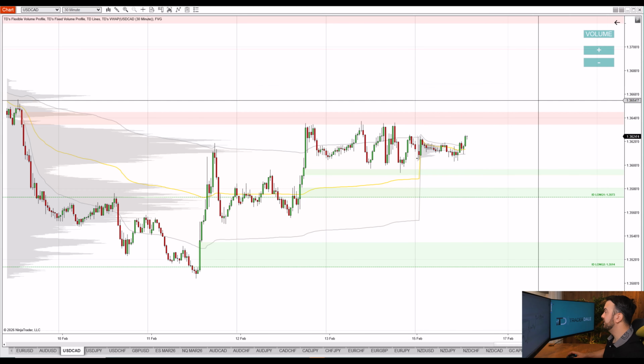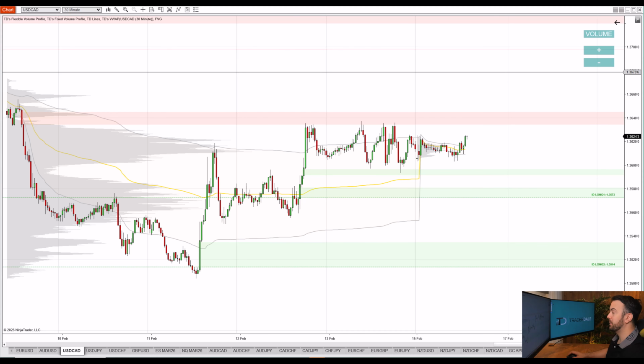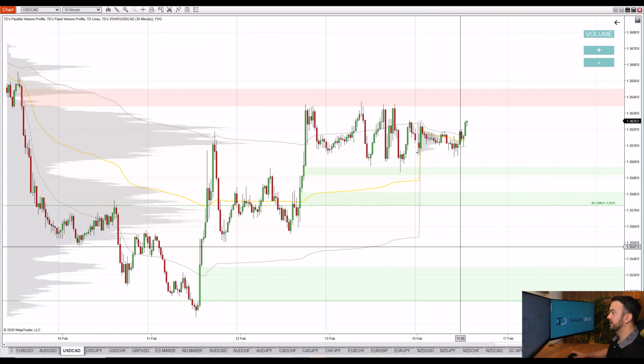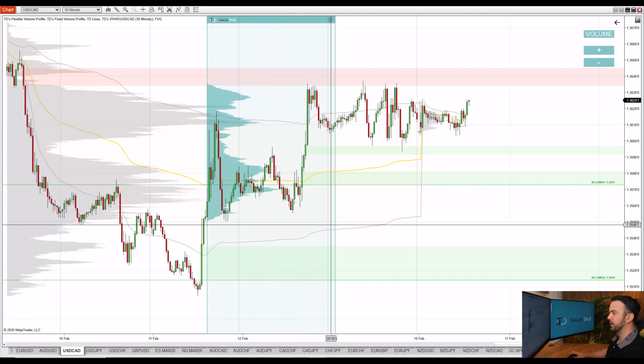What you see before you is the NinjaTrader 8 platform with my custom-made volume profile and VWAP indicators. This chart is a 30-minute chart of the US dollar Canadian dollar. What you can see on this chart are two support levels that I want to talk about, this one and this one. Let me start with a volume profile analysis. I think that you'll be able to see those levels very nicely on volume profile.